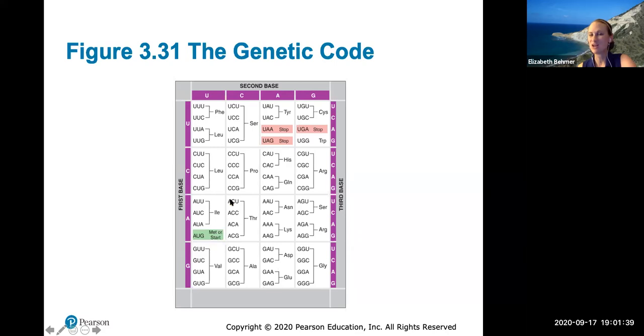There's different start and stop codons as well. So when an RNA has this start codon, that tells the transfer RNA this is the start of the protein. And when we get to a stop codon on an mRNA, that tells the transfer RNA that we can stop bringing any more amino acids because that's the end of the protein.